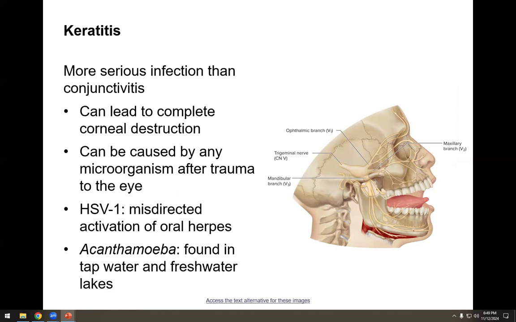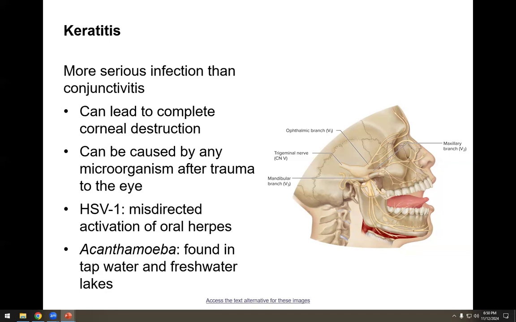Keratitis is the next one. It's a little more serious as far as the progression and the signs and symptoms associated with it. It can lead to, like it says, corneal destruction. So you could have basically a useless cornea as a result of infection introduced into the cornea from trauma to the cornea, such as scratches on the eye, most commonly due to contact lens use.